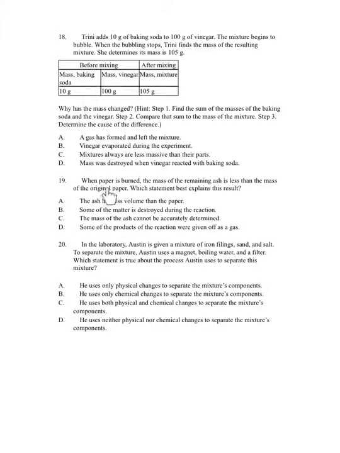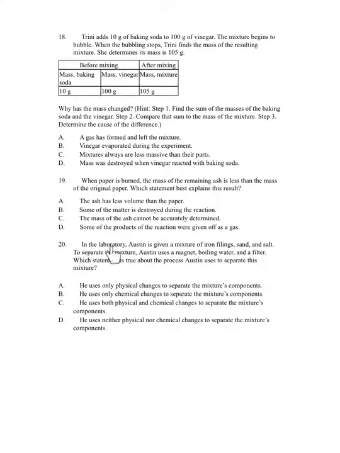Number 19. When paper is burned, the mass of the remaining ash is less than the mass of the original paper. Which statement best explains this result? A. The ash has less volume than the paper. B. Some of the matter is destroyed during the reaction. C. The mass of the ash cannot be accurately determined. D. Some of the products of the reaction are given off as a gas.